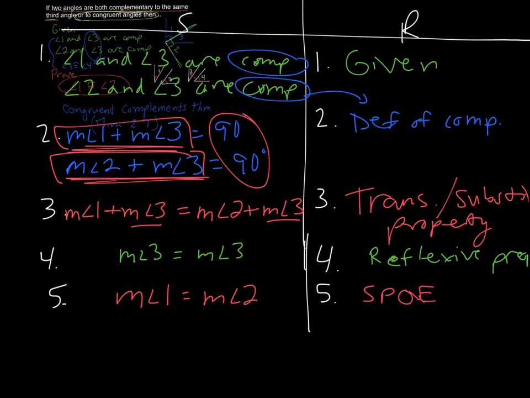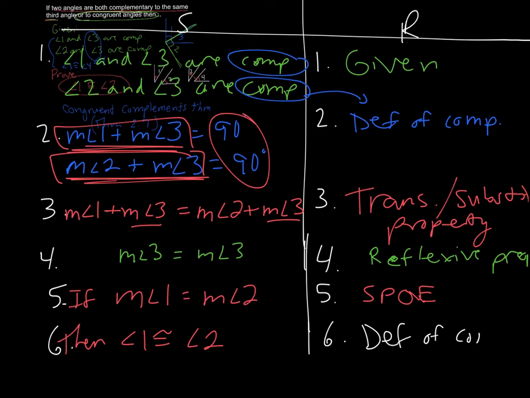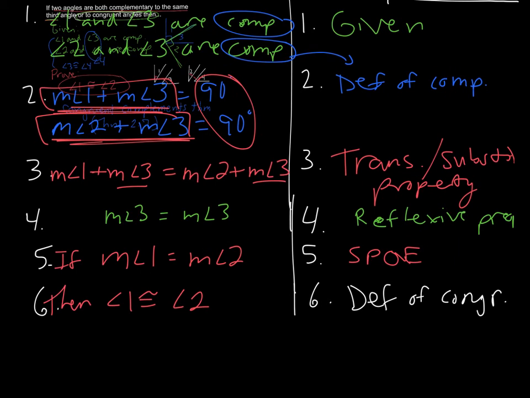Whoops. Oh, I didn't want to erase the whole thing. Okay, let's try that again. Angle 1 is congruent to angle 2. Sorry, hit the wrong button. And my reason is going to be the definition of congruent angles, which tells me if angles are congruent, their measures are equal. If measures of angles are equal, then they are congruent to each other.